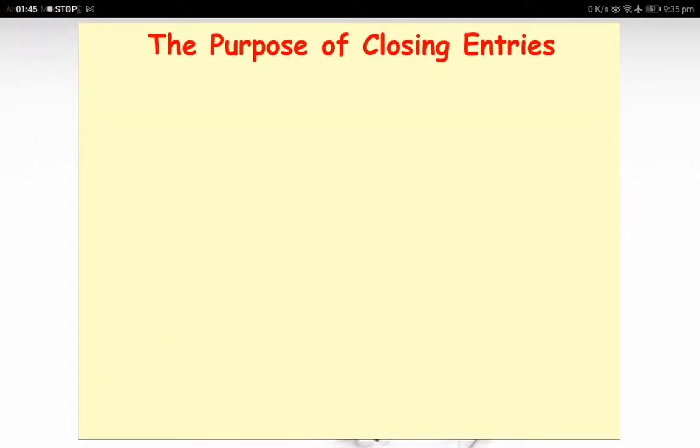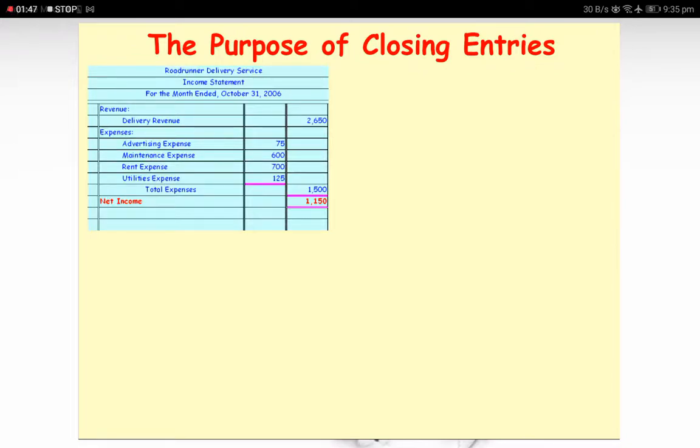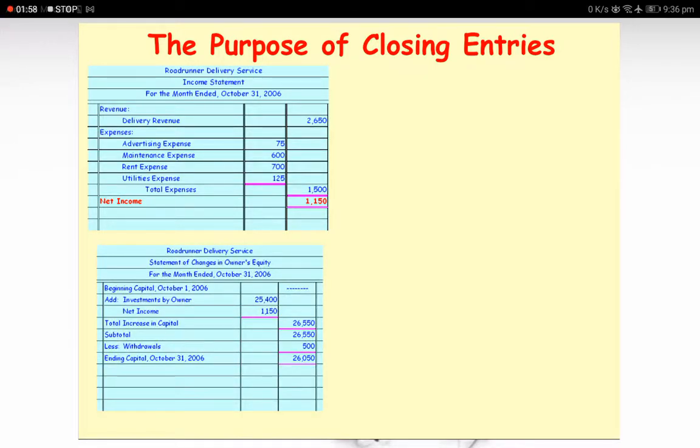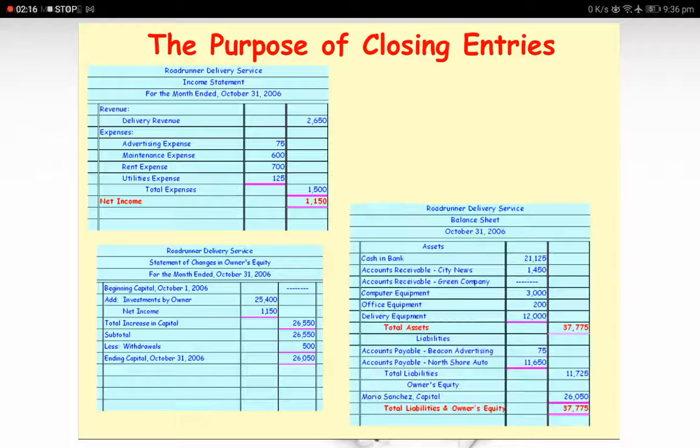So the purpose of closing entries. This is the income statement. As you can see, it starts with revenue, and then all the expenses are deducted, and after we subtract the expenses from the revenue, we come to net income. And this is the statement of changes in owner's equity, and it starts with the opening capital. Then you add the investments made by the owner during the year, and then you add the income from the income statement, and that gives you the total increase in capital. Then you subtract the drawings, and that gives you the ending capital balance.